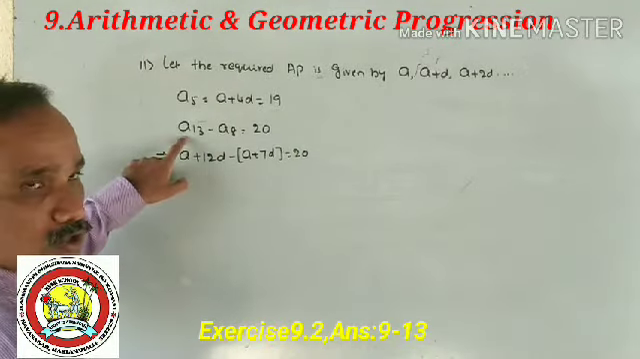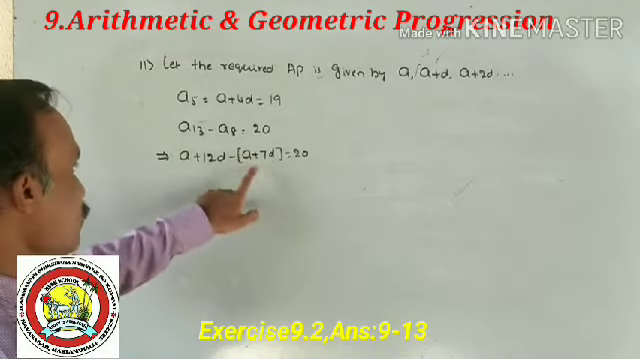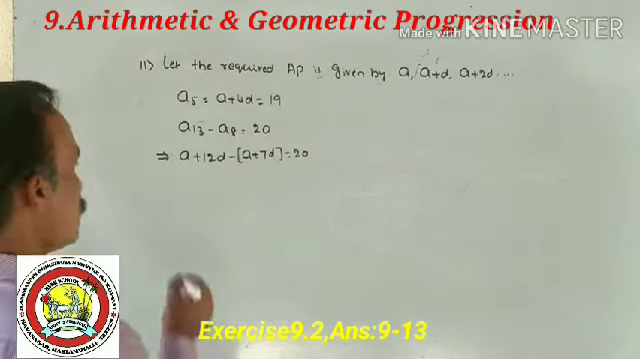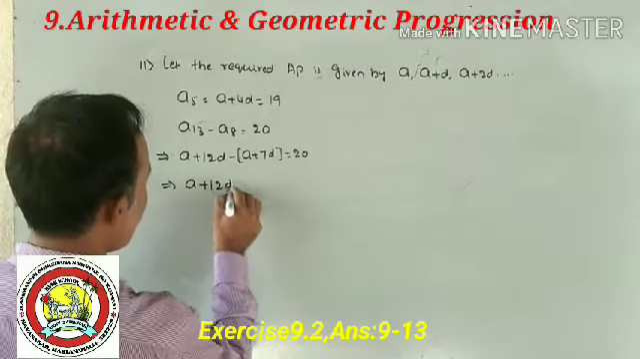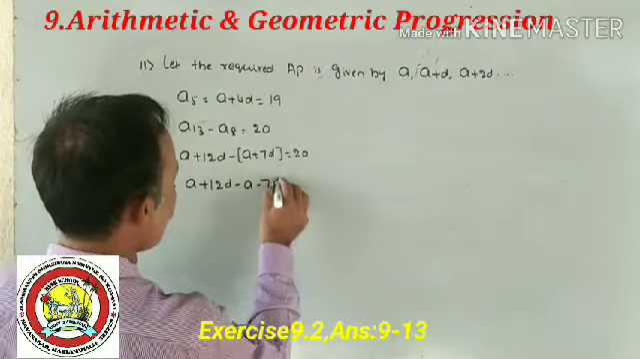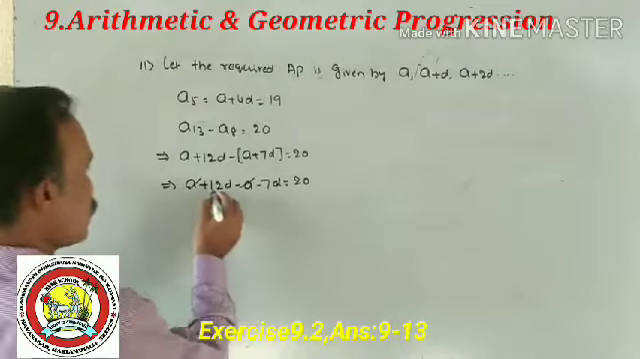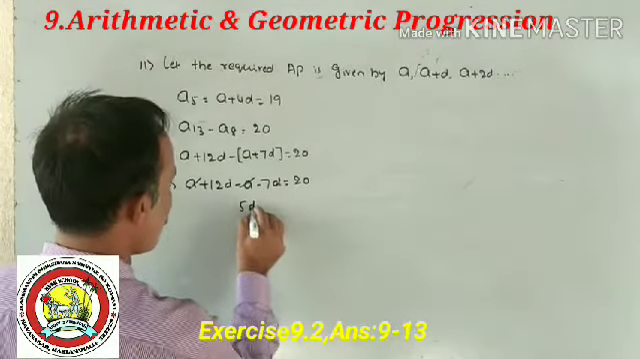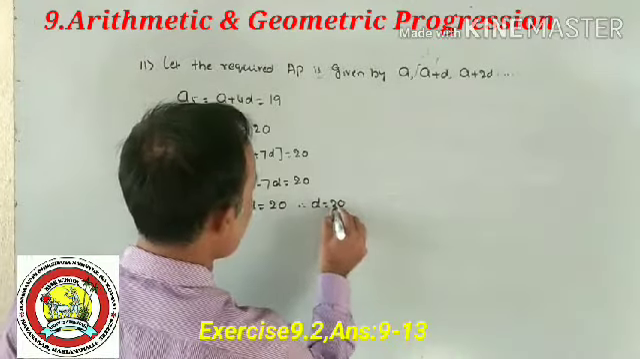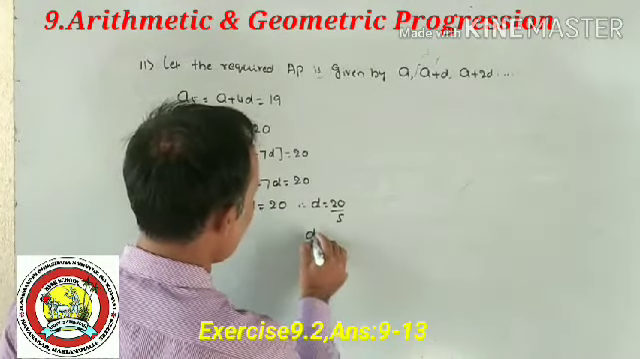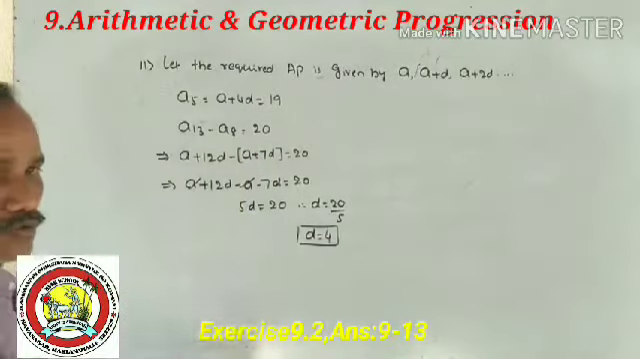According to standard form, the 13th term is A plus 12D, and the 8th term is A plus 7D. Put brackets, very important. So, A plus 12D minus (A plus 7D) is equal to 20. Minus A plus A cancels. So, 12D minus 7D, that is 5D, is equal to 20. Therefore, the value of D is equal to 20 by 5. Therefore, the value of D is equal to 4.